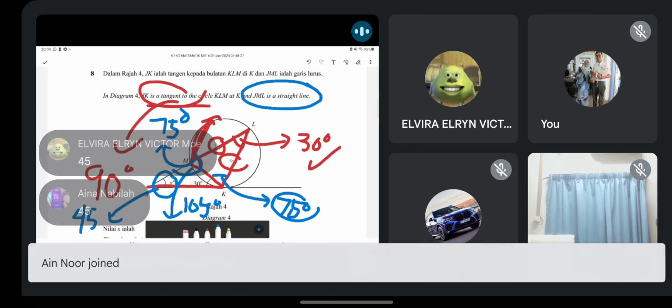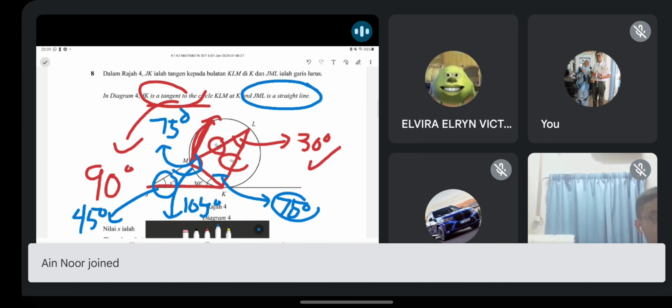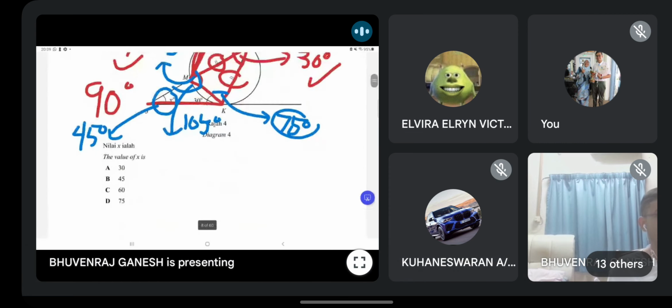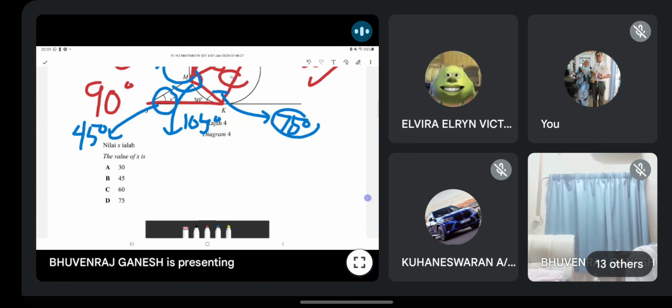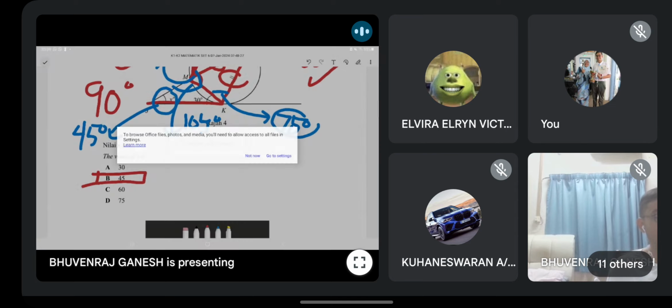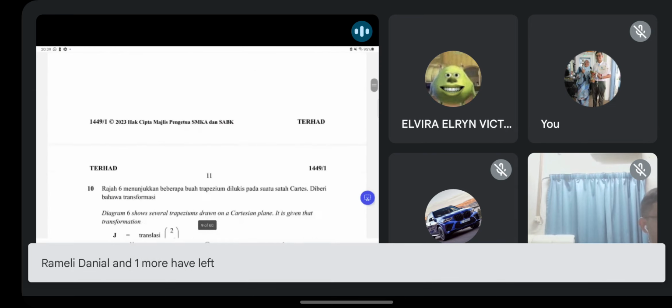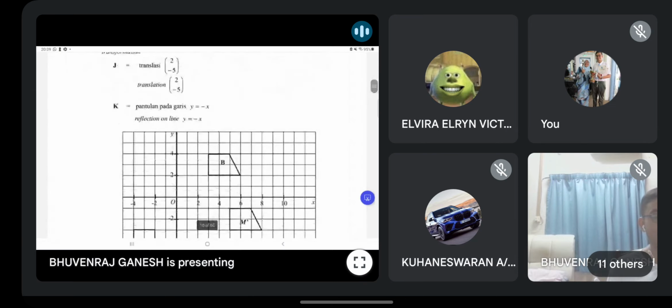Okay, that's how you solve the question. Okay guys, faham? Do you guys understand? Okay, untuk soalan ni. Alright? So next question lah guys, number 10. Okay, 10. Oh, Izzati tanya kan yang ni.